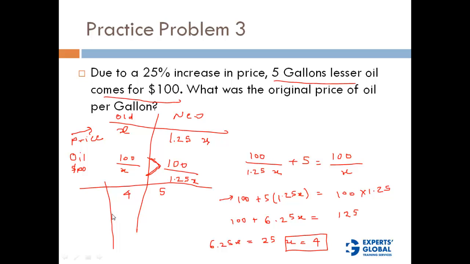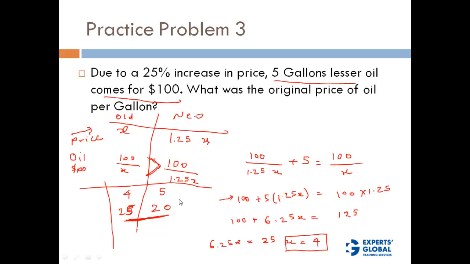How much gas could I buy for $100? I could buy 20 gallons. Sorry, I could buy 25 gallons. So it is 100 divided by 4, which is 25. Now I can buy 100 divided by 5, which is 20 gallons. So 5 gallons of oil less is what I am able to buy because of the price increase.